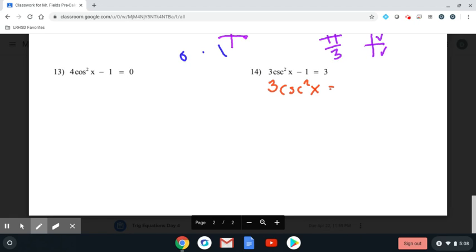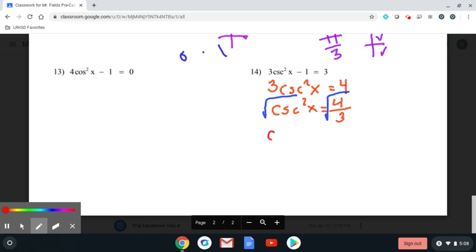So the first thing that we're going to do is add 1 to both sides. Then at this step, we're going to go through and divide by 3. So we're going to end up getting that cosecant squared is equal to 4/3. To get cosecant by itself, let's take the square root of both sides. So that's going to give us cosecant x is equal to plus minus. Now the square root of 4 is just 2, and we know the square root of 3 we can't do anything with, so we have to leave that as root 3.